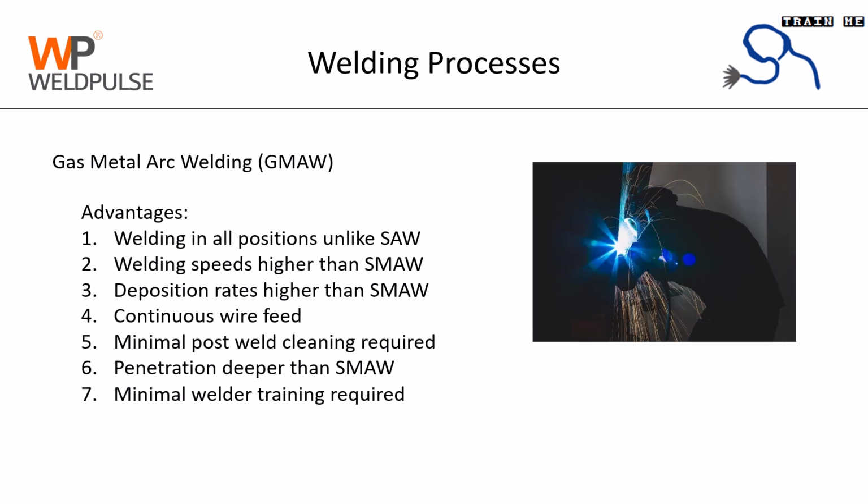The first advantage of this process is that the welding can be done in all positions unlike submerged arc welding. Welding speeds and deposition rates are higher than shielded arc welding though lesser than submerged arc welding. It is a continuous wire feed process and there is minimal requirement of post-weld cleaning. Penetration is also deeper than SMAW process. Like submerged arc welding, it also requires minimal welder training.